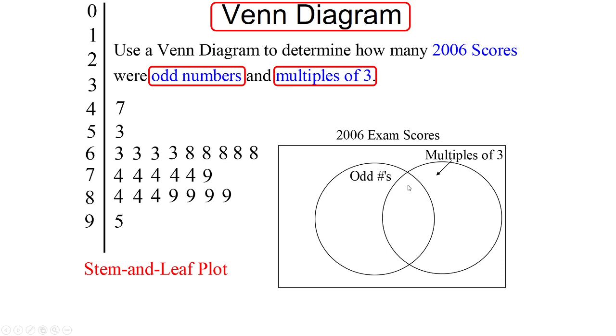And right here will be the scores that are odd and multiples of 3. Okay? And then anything outside of those 2 circles are nothing more than our remaining numbers.